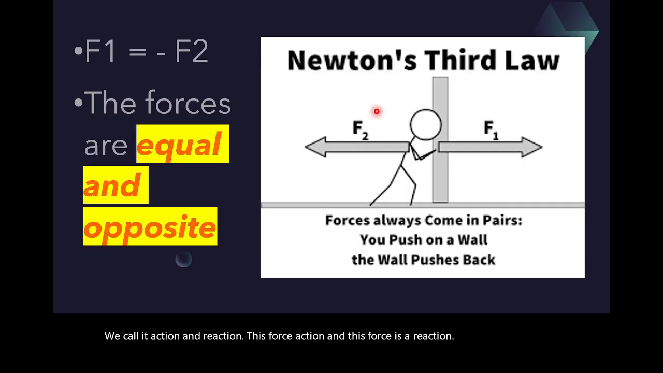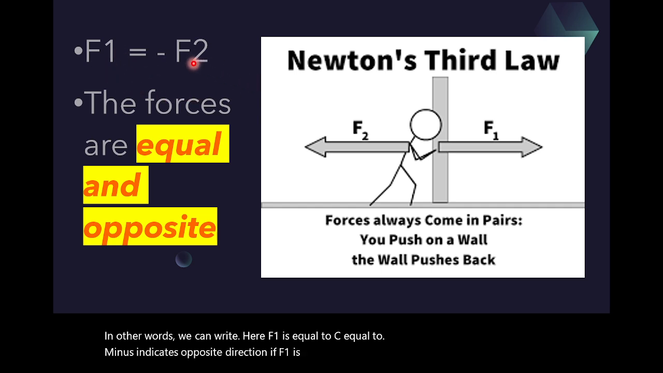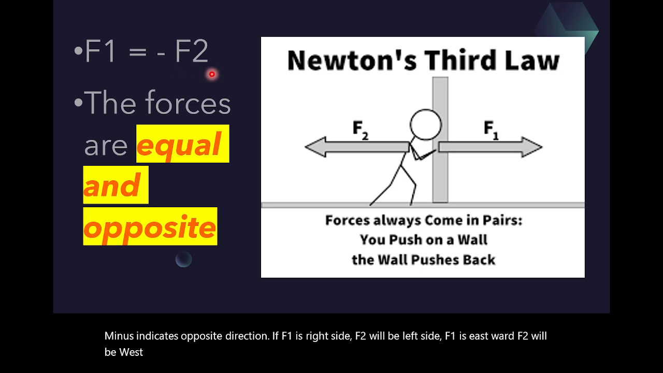In other words, we can write F1 is equal to minus F2. The minus indicates opposite direction. If F1 is to the right side, F2 will be to the left side. If F1 is eastward, F2 will be westward. If F1 is upward, F2 will be downward. So it is always in opposite directions.